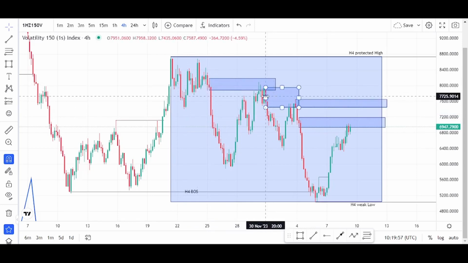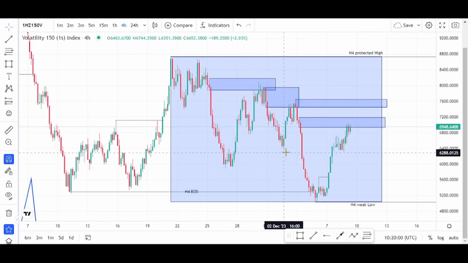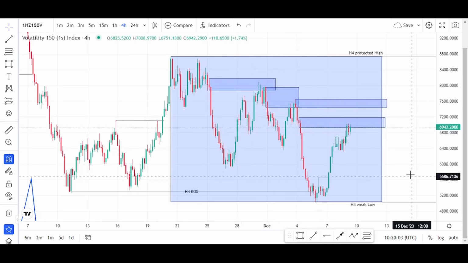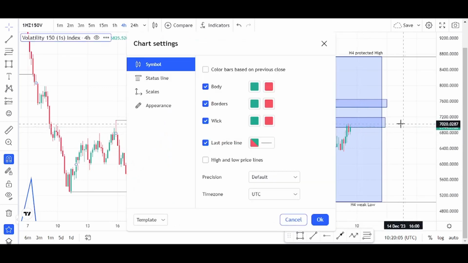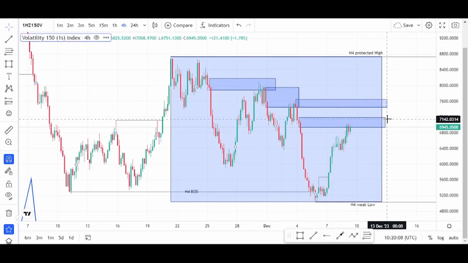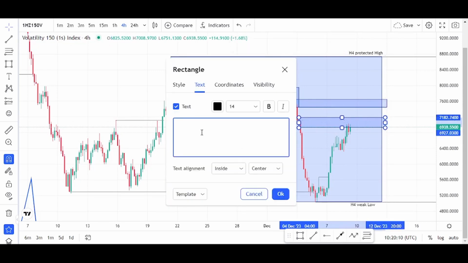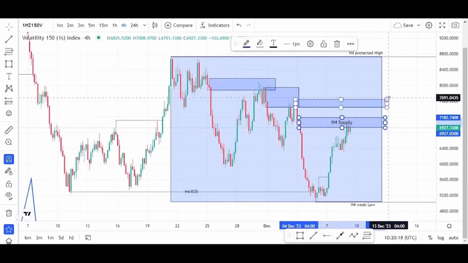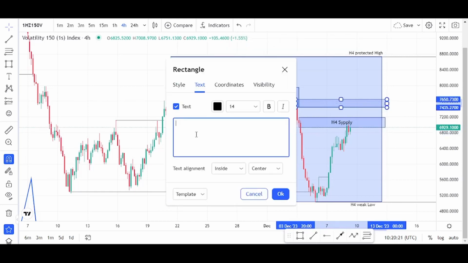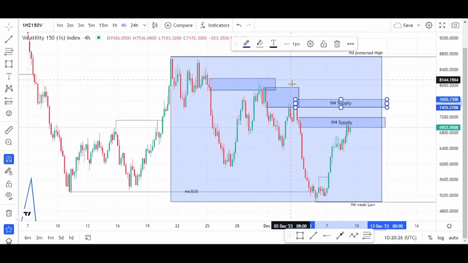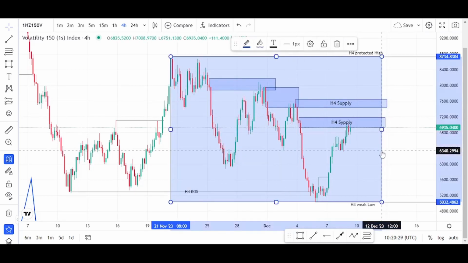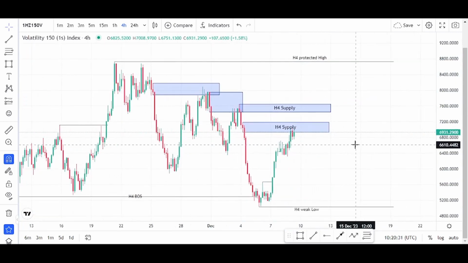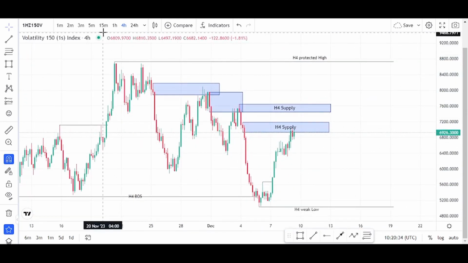This supply zone also broke this structure. This supply zone also broke this structure. So it's an obvious case. So this will be our unmitigated, because we are targeting only unmitigated supply zones in this area to sell from. Let me label them quick so that this video doesn't get long like the ones that I created. Okay, we label that dealing range. Let's take it off. Okay, let's go to the 15-minute now.